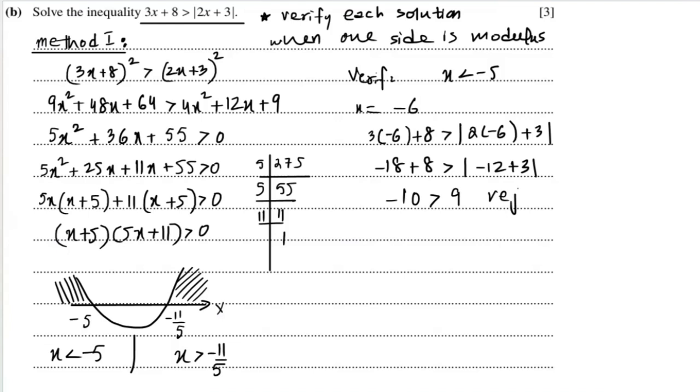Now I know that this is the only correct answer, but still, since we are discussing these problems, give me any value which is above negative 11 over 5. Negative 11 over 5 is like negative 2 point something. So I'm going to take, let's say, the value 0. If I take 0, the left-hand side of this initial inequality becomes 8, which is greater than the absolute value of 3. So 8 is greater than 3. So this is a valid solution. So you can say this only.